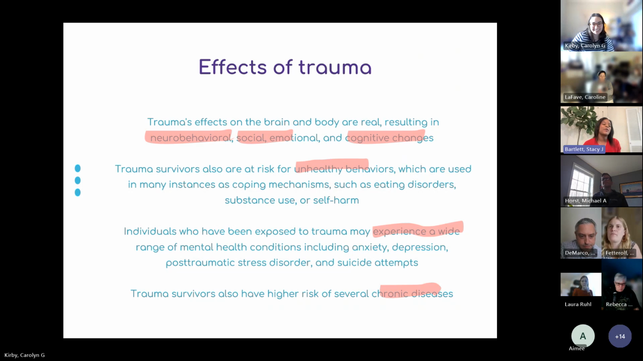So one of the things that was pulled out of that is some of these effects of trauma that we know exist. We know that the effects of trauma on the brain and the body are real. There are neurobehavioral, social, emotional, cognitive changes. Experiencing trauma puts folks at higher risk for unhealthy behaviors as well, things like substance use, self-harm, eating disorders. And there's a huge range of mental health conditions that can be experienced by people who have been exposed to trauma. And people who have had trauma also have higher risk of a bunch of chronic diseases. So big implications for the health of our patients.